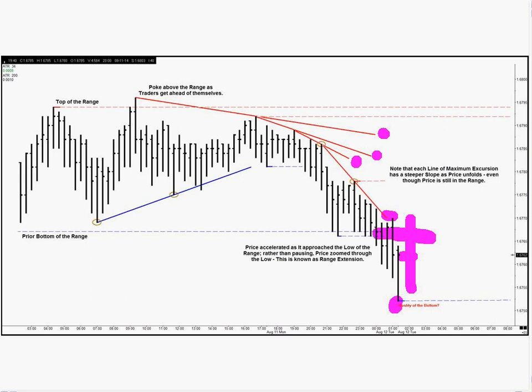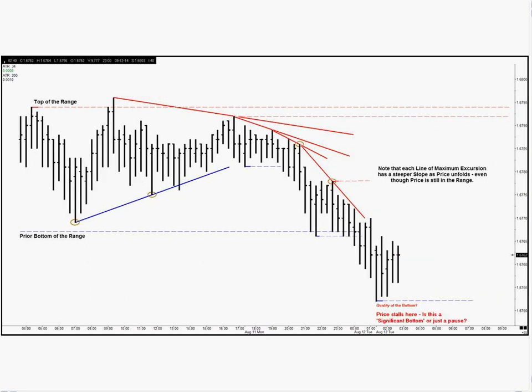Or this may be the pullback to sell. Depends on your methods, technologies, what opportunities you see. But you have information that the rest of the market doesn't have. So let's watch. We already talked about each of these lines as a steeper slope as price unfolds. We've now broken out of the range. So price stalls down here. Is this a significant bottom or just a pause?